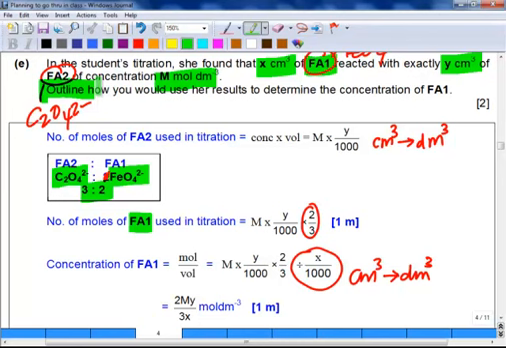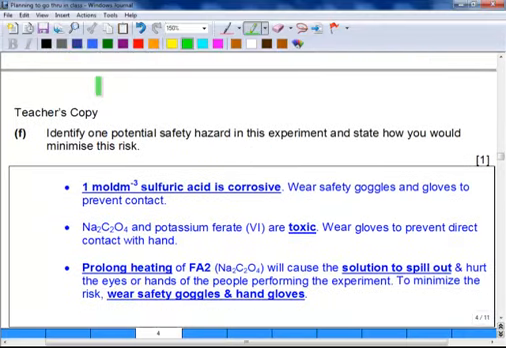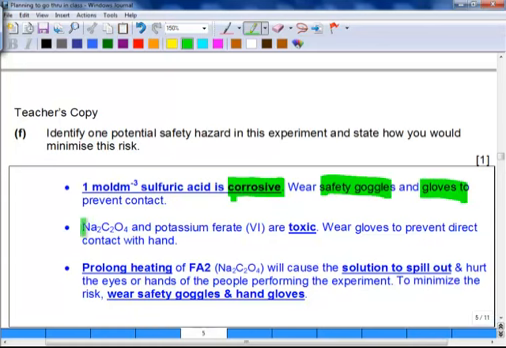For the next question, it is simply safety precautions. Safety precautions, you all just quickly jot down. Can I move on from here already? Okay. Safety precautions, very simple. You just see what you are using. If you are using sulfuric acid, usually we just say it's corrosive. Corrosive means wear safety goggles and gloves. And the compound that you use, they are toxic. Again, wear safety goggles and gloves.